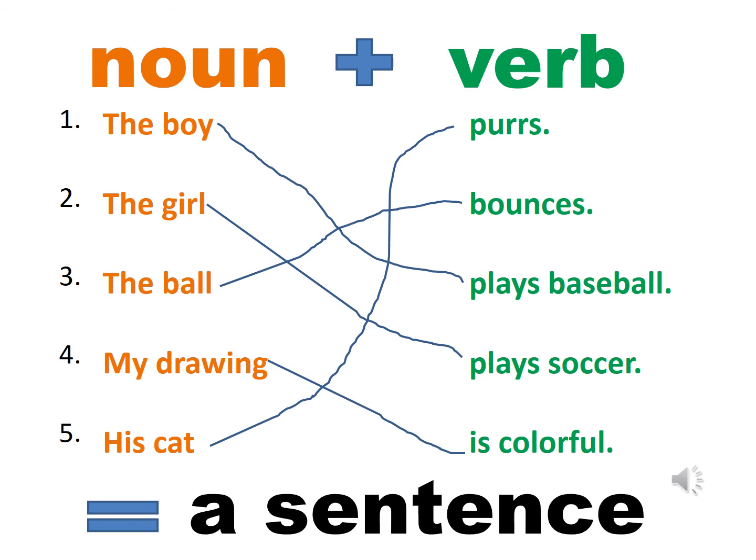Well, this is how I chose to put the nouns and the verbs together. Number 1, the boy plays baseball, period. Number 2, the girl plays soccer, period. Number 3, the ball bounces, period. Number 4, my drawing is colorful, period. Number 5, his cat purrs, period. You see how easy that was? These are all complete sentences because they have both parts. The part that names something and the part that tells what that something is doing.